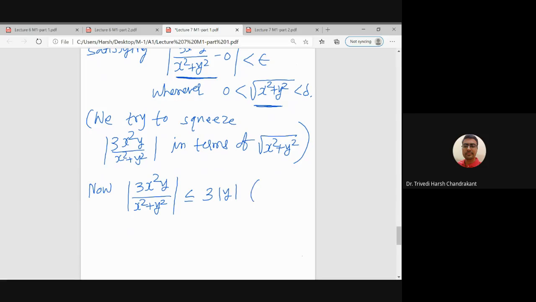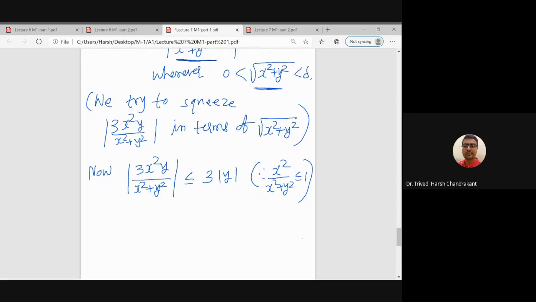So why? Because x square by x square plus y square is a non-negative term. It is less than or equal to 1. So this thing we use here, and we want to still squeeze this function basically by such a quantity.